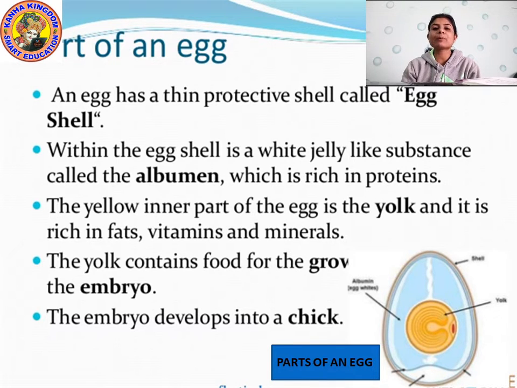The embryo inside the egg develops into the chick. When the chick is developed, it hatches out from the egg, and when fed by their parent chicken, it grows into a fully matured adult chicken. So these are the different parts of the egg. I repeat: it has a thin protective shell called eggshell, and inside the egg there is a white jelly-like substance called albumen, and there is a yolk where the embryo is formed, which is rich in fats, vitamins and minerals. It provides all the essential nutrients and contains the food for the embryo to grow.